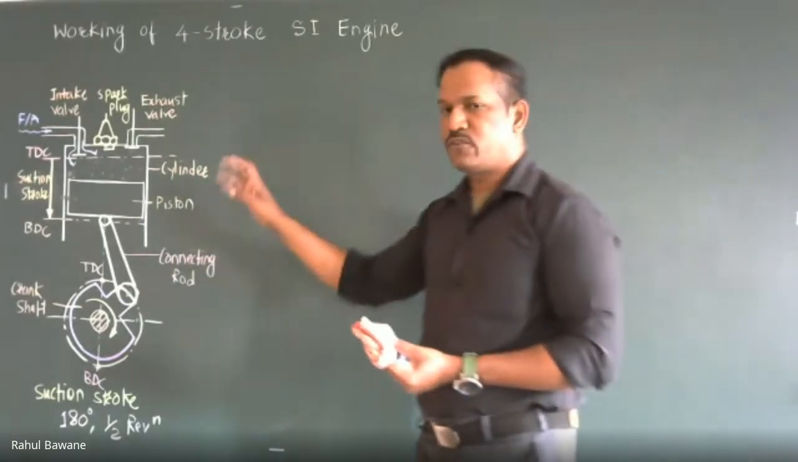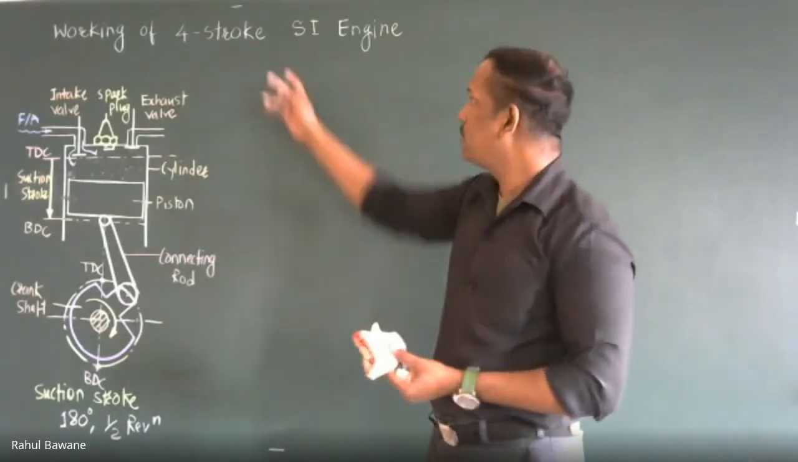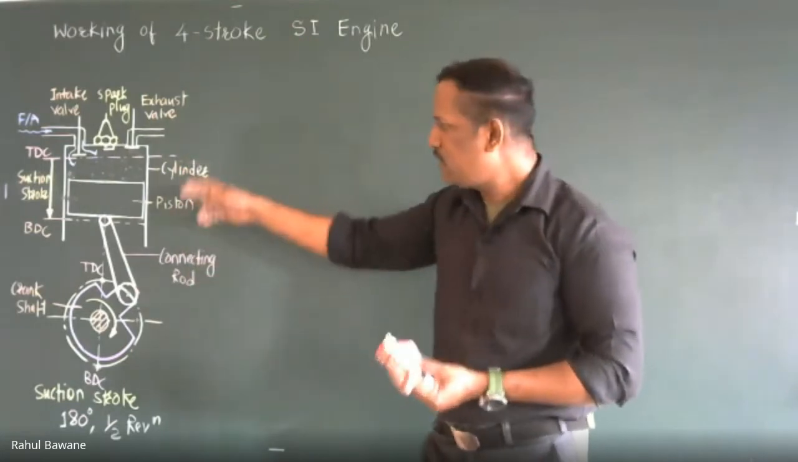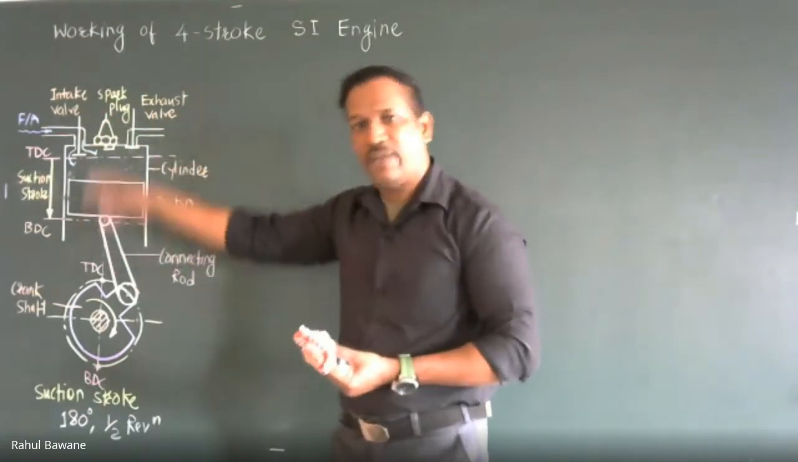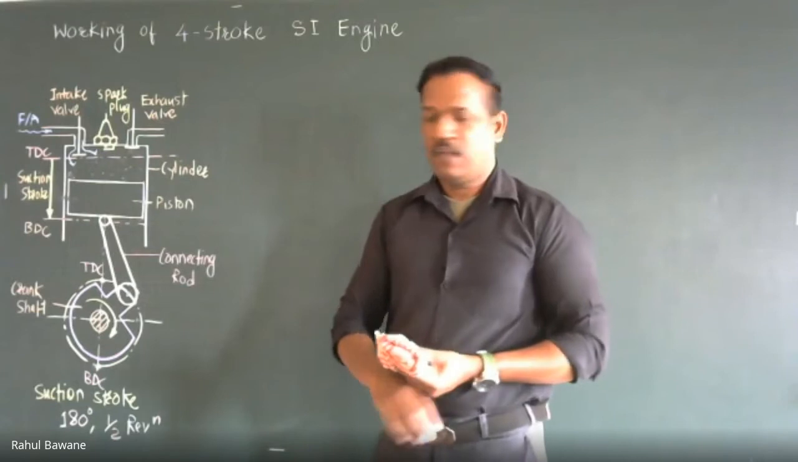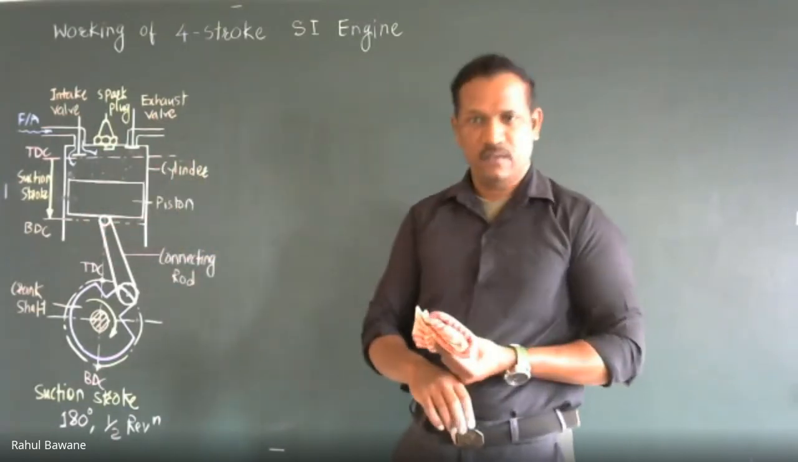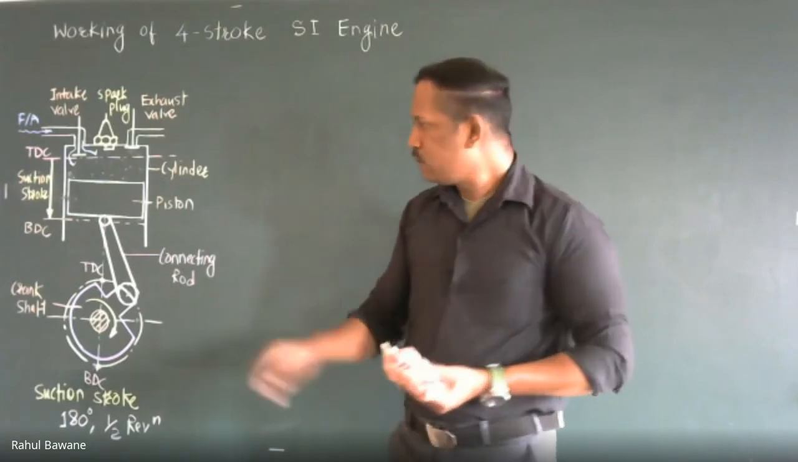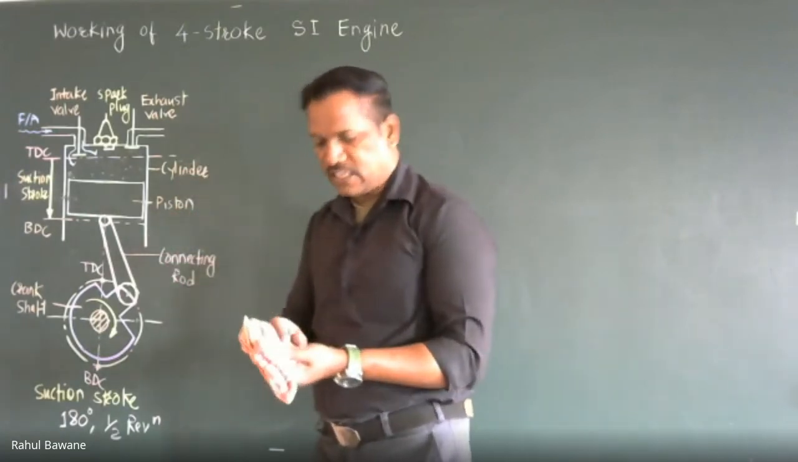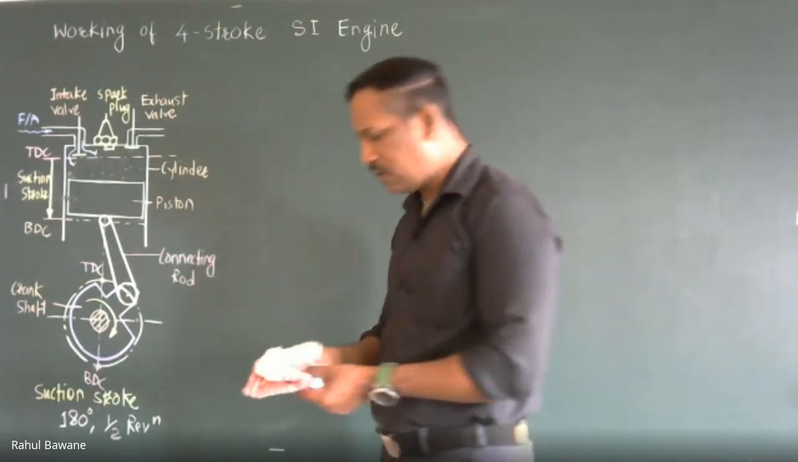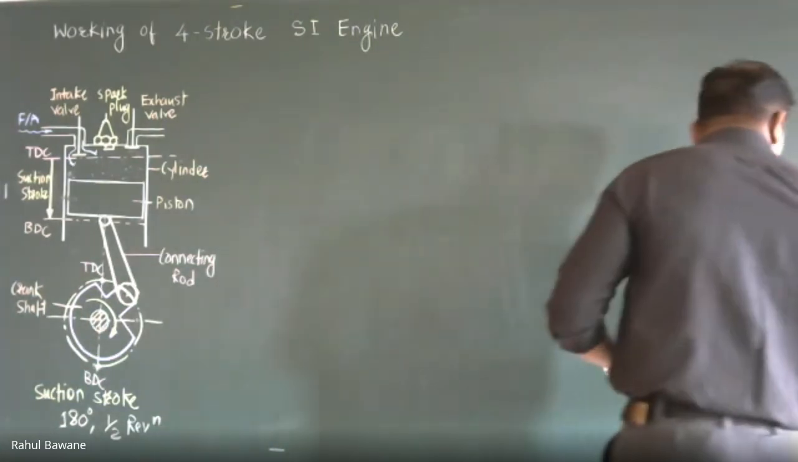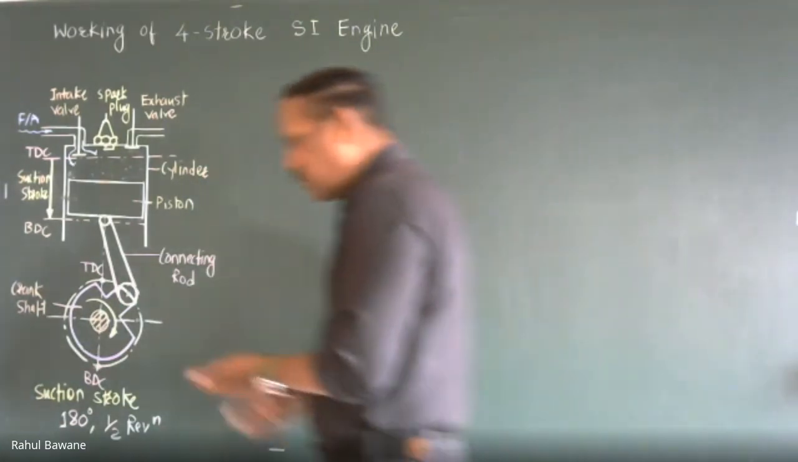So this is the first stroke. We are talking about a four-stroke engine. That means there must be four travels, and in four travels of the piston, it will complete one cycle. So this is the first stroke. Now the second stroke. We will draw the second stroke now, and the second stroke is the compression stroke.